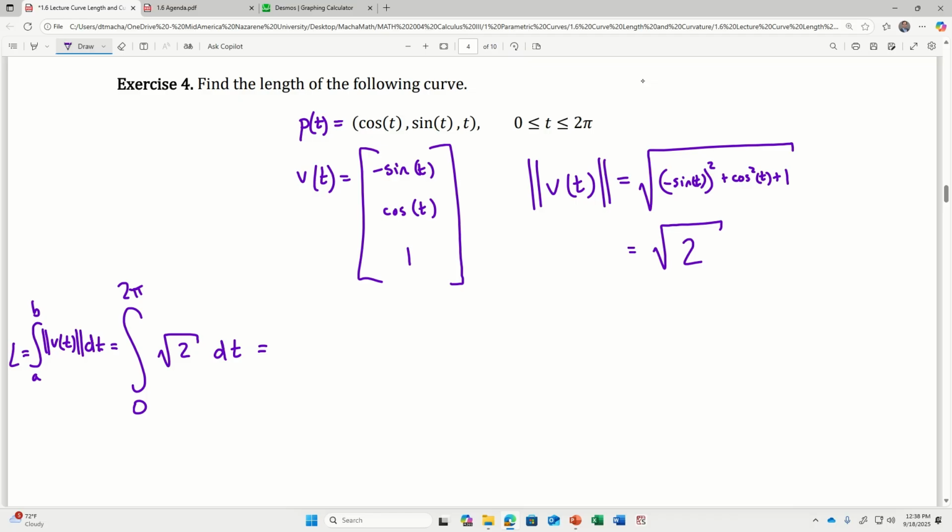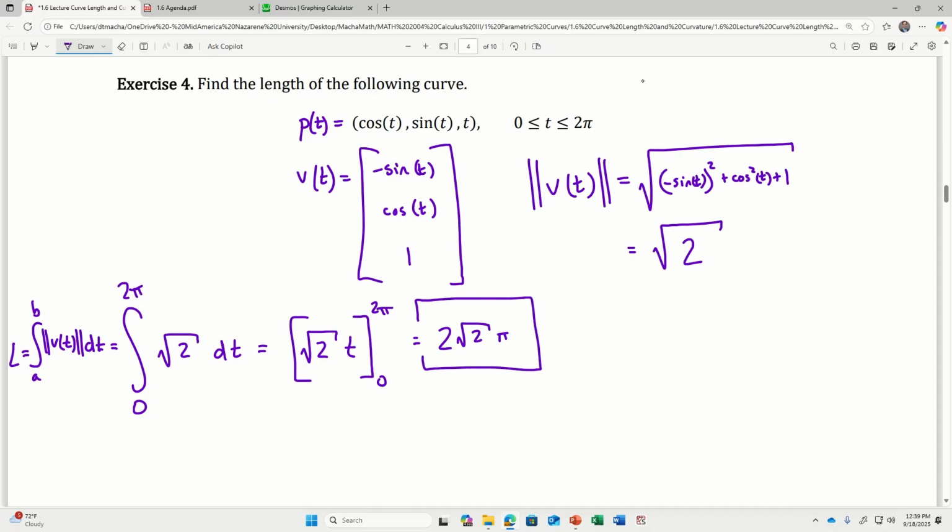Since I'm taking the antiderivative with respect to t, we're going to call that square root of 2 times t. For t, we're going to plug in 2 pi, and then plug in 0, and subtract those. And so I'm going to get 2 pi square root 2, or 2 square root 2 pi, I guess it depends on how you want to write it. 2 times square root of 2 times pi. That is the curve length.